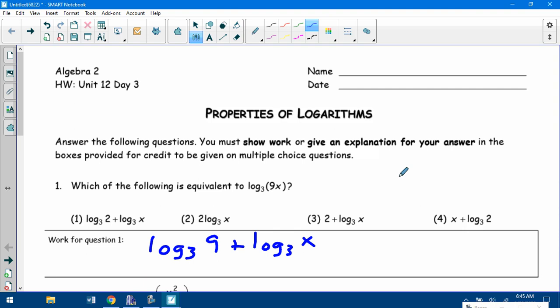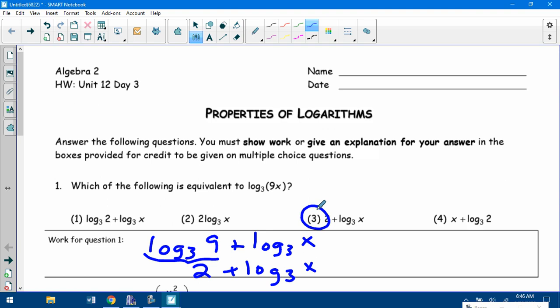But that's not an answer. It's because log base 3 of 9, we can evaluate. 3 to what power gives you 9? 2. So I saw in a couple papers log base 3 of 2. That's not exactly right. The whole log means this whole piece here is 2. So it's 2 plus log base 3 of x, choice 3.